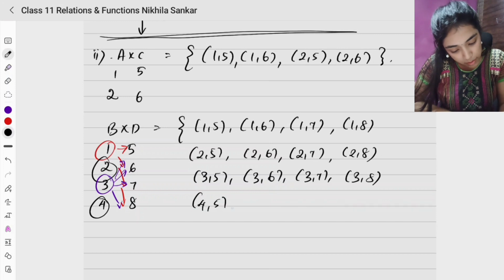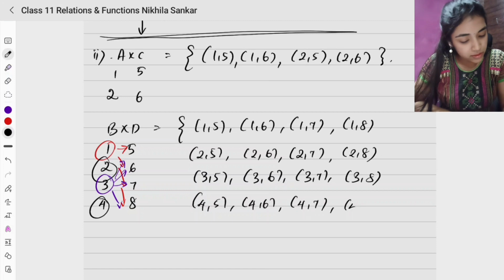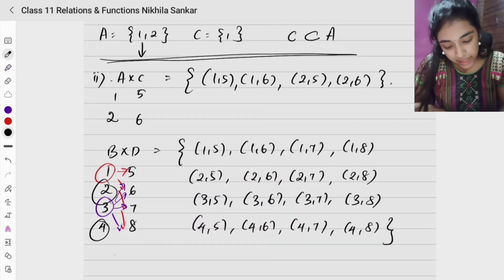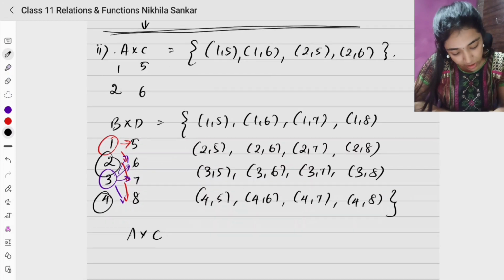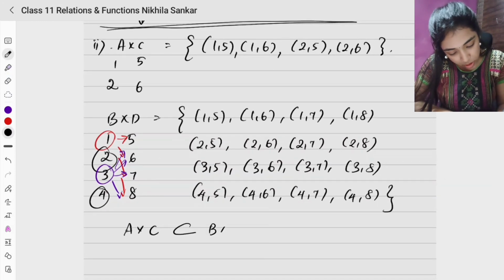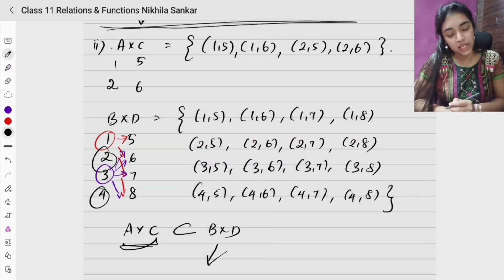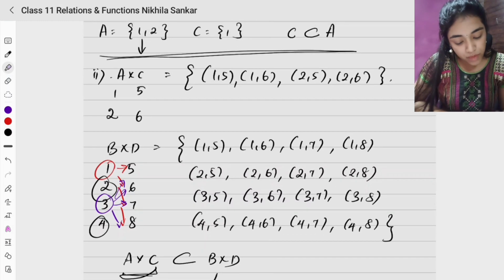So, I have 4, 5, 4, 6, 4, 7, and 4, 8. Okay. Now I see that they're asking me to prove that A cross C is a subset of B cross D. Let us check. So I'm going to mark the common elements.